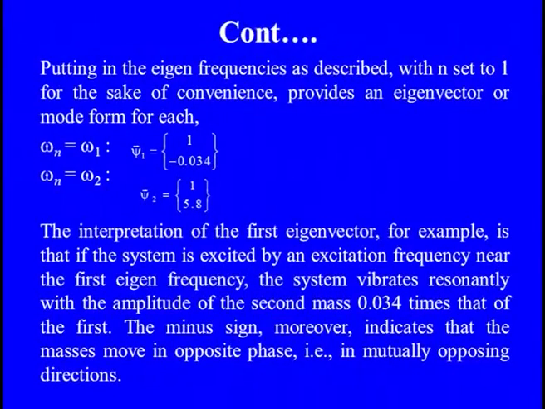So, the interpretation of the first eigenvector is that the system is excited by the eigenfrequencies just near the first eigenfrequency, and it's simply like we have the resonant conditions of the amplitude, with the second mass always being reflected at 0.034 times the first one. So, the second mass is more and more oscillated at the resonant frequency, and the minus sign simply indicates that both are in opposite phase, as we discussed.